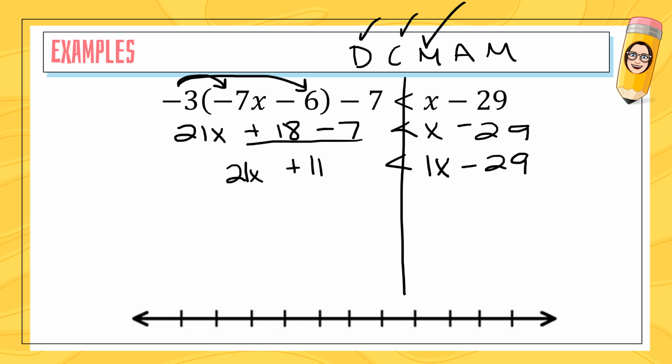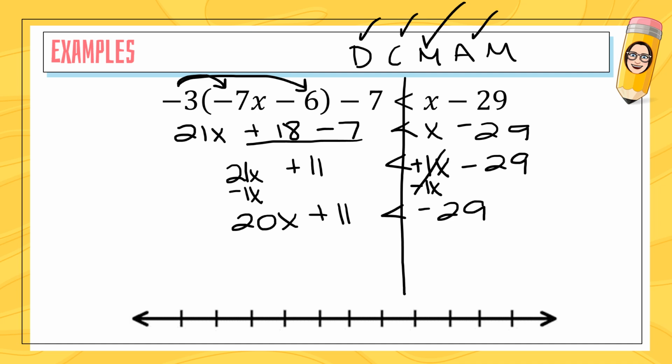Move variable. What sounds easier, minusing 1 or minusing 21? Yep, I had the same thought. Instead of a positive 1x, see how we're using the opposite sign? We're going to minus 1x. Now what that means is we have a negative 29 here. So be careful there. That negative belongs to the 29, not to the x.